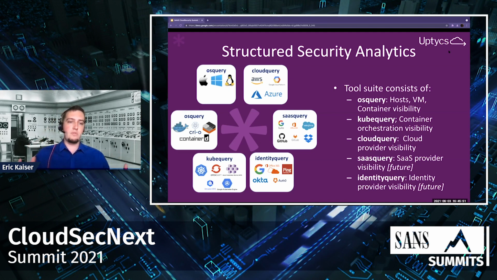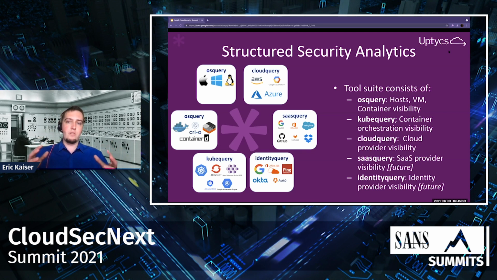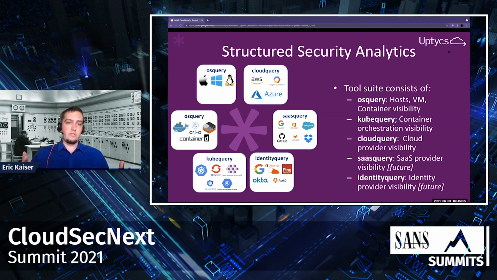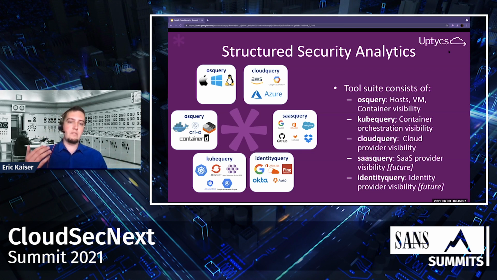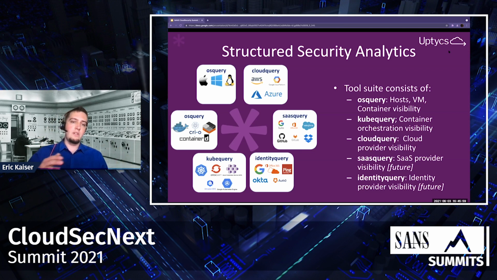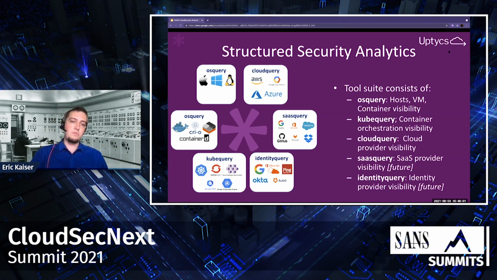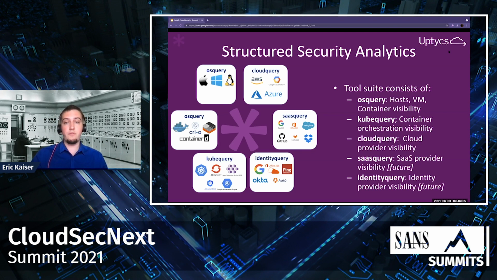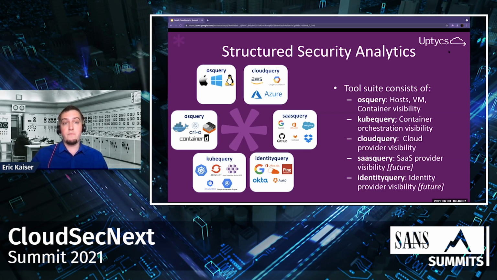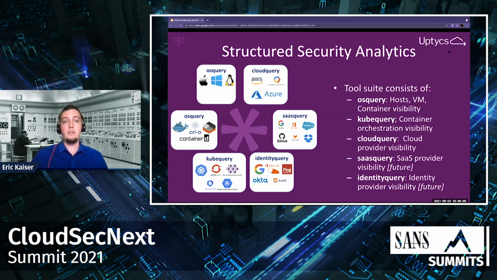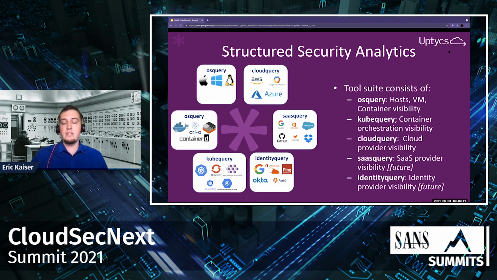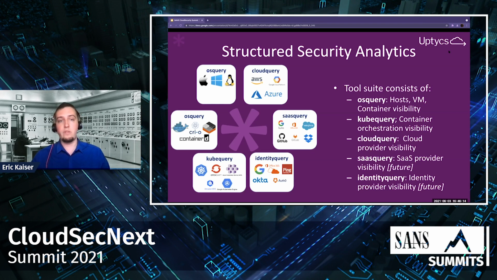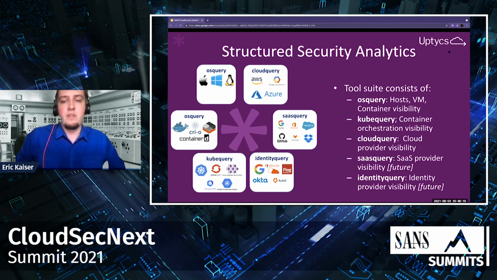But KubeQuery allows you to get a picture of your container orchestrator, whatever that might be, using the orchestrator APIs to be able to turn that into SQL tables that you can query. CloudQuery does the same thing for provider visibility. That's AWS, GCP, and Azure. Those are the big three, and those are fairly well supported by CloudQuery. We'll talk about some of the tables there.